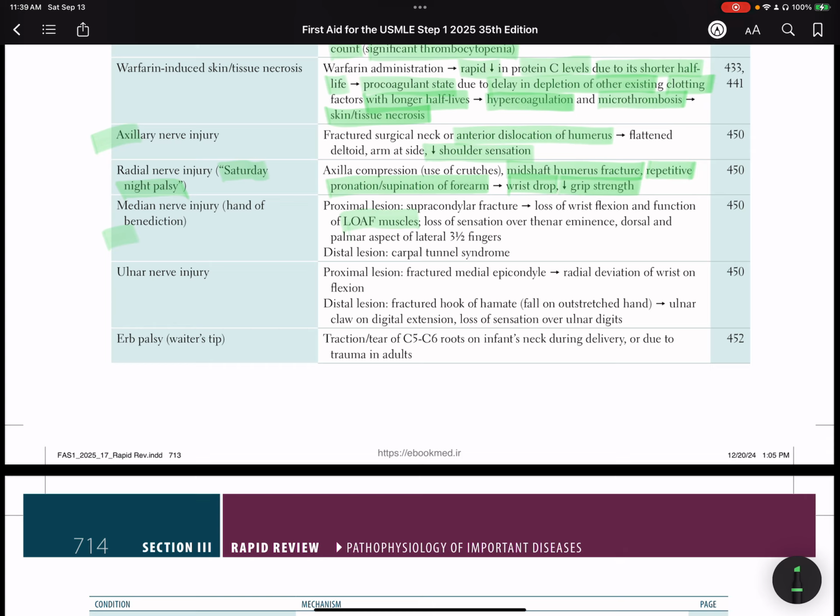Distal lesion causes carpal tunnel syndrome. In median nerve injury, in distal lesion, you see carpal tunnel syndrome.